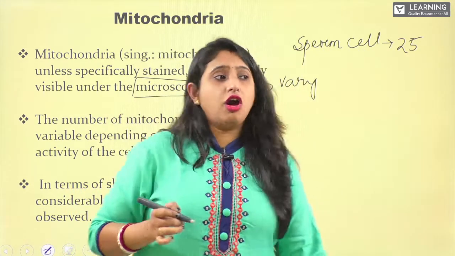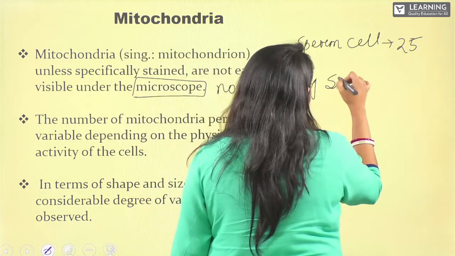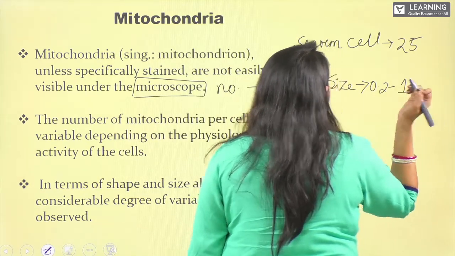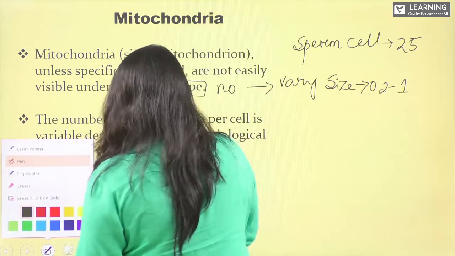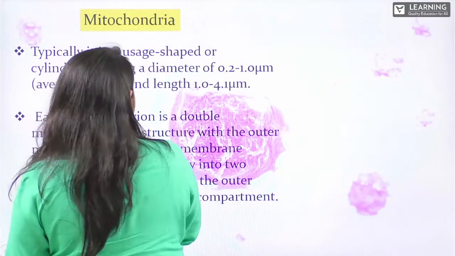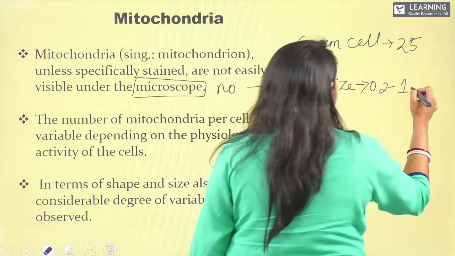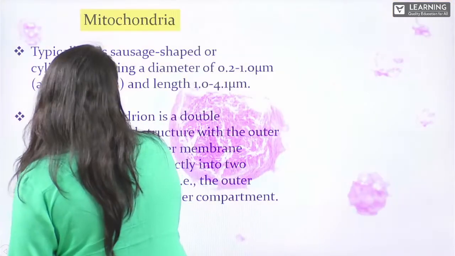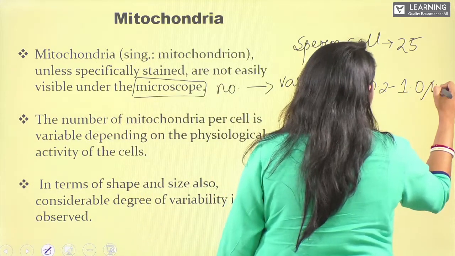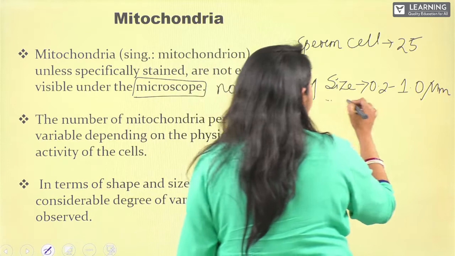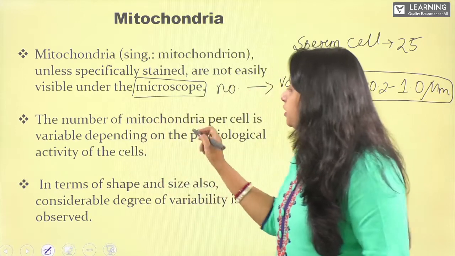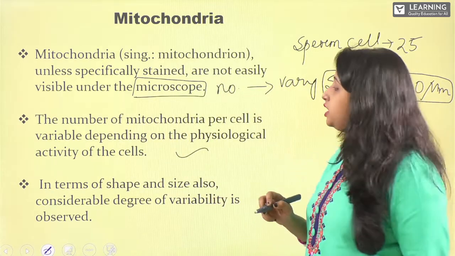What is the size of the mitochondria? The size of the mitochondria is generally 0.2 to 1 micrometer, right? All right, so this is the size of the mitochondria. Clear? So the number varies depending on the metabolic activity of the cell.